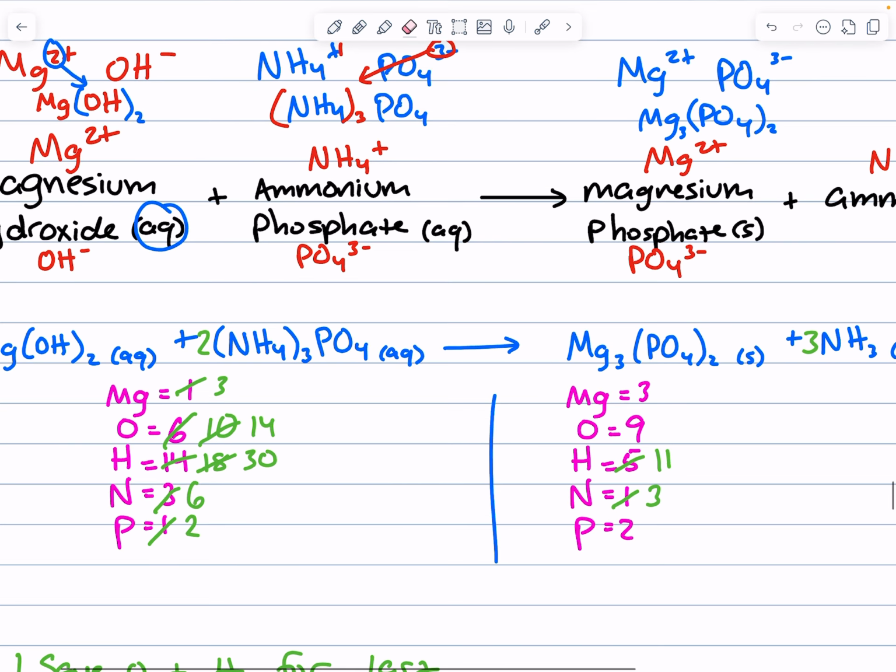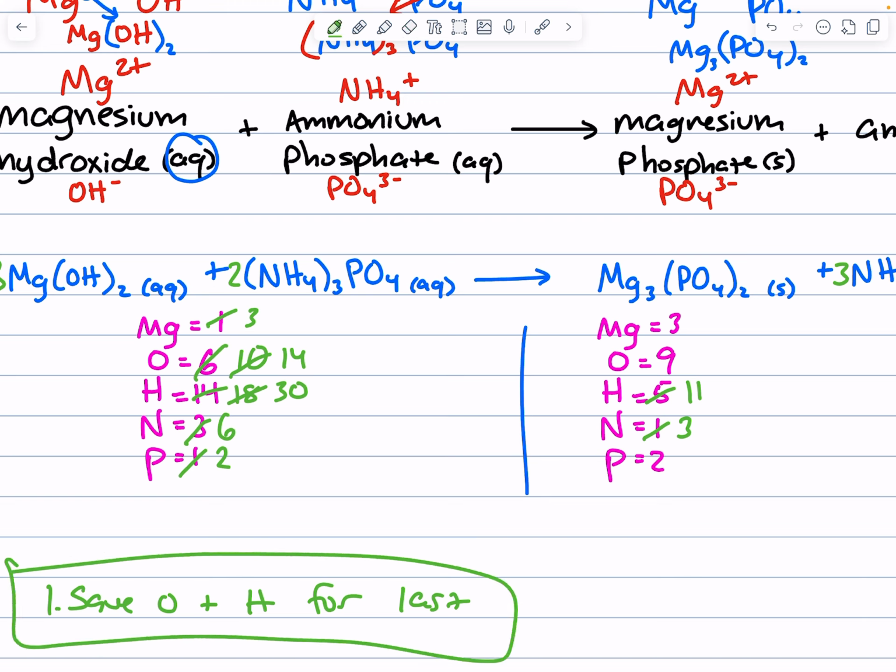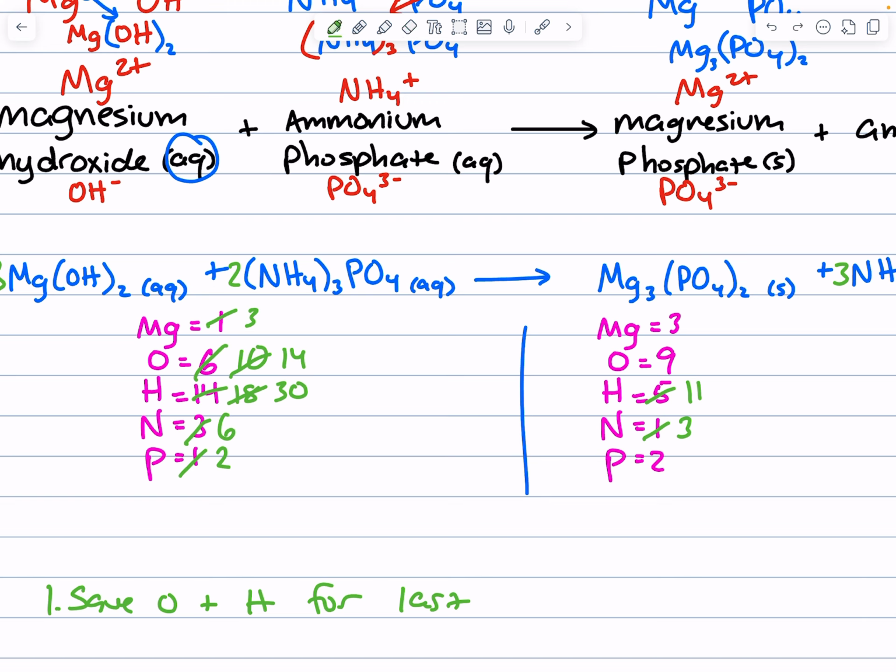How am I going to balance this? So, like I said, save who for last? Save oxygen and hydrogen for last. So, who can I fix here that's not oxygen and hydrogen? Well, my magnesiums are balanced. Oxygen and hydrogen are not balanced. We're saving them for last.